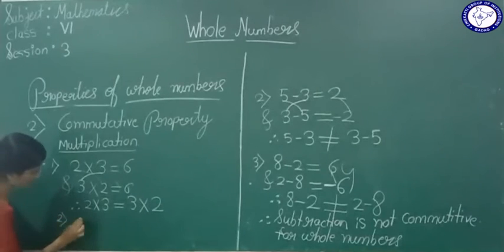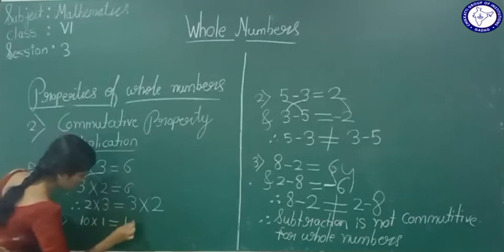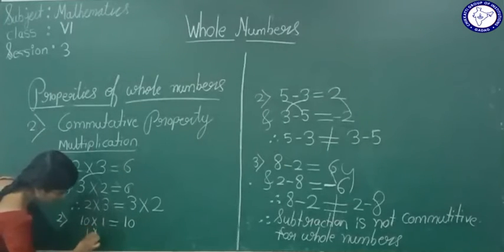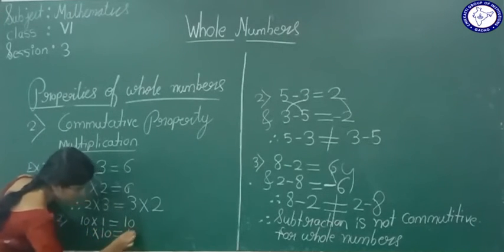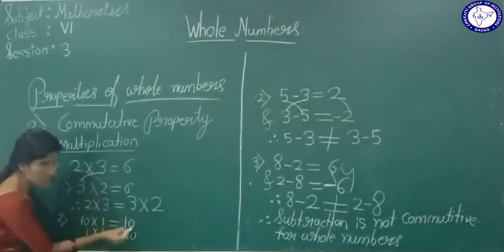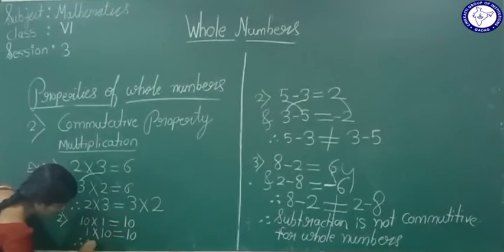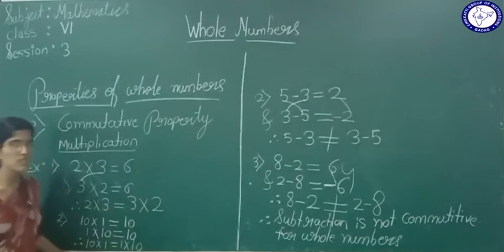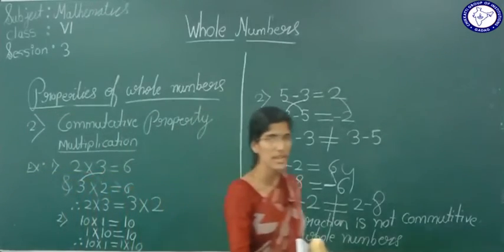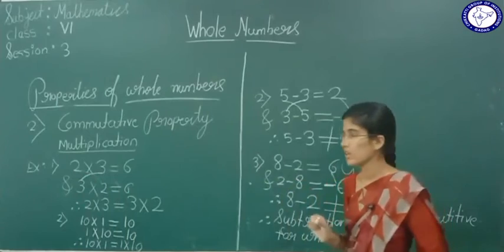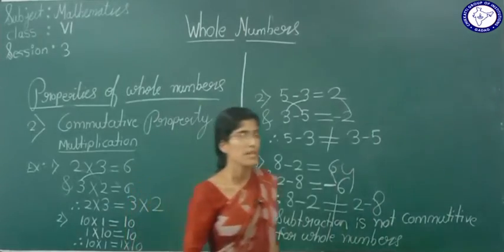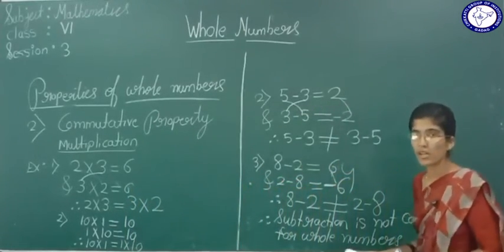Take any example. 10 into 1. What is 10 multiplied by 1? 10 ones are 10. Now change the position of the number. 1 into 10. 1 into 10 is 10. Here both answers are coming same. Therefore, 10 into 1 is equal to 1 into 10. So from this what can we tell? In multiplication, if we change the position of the number, the answer is coming same. Therefore, multiplication is commutative for whole numbers.